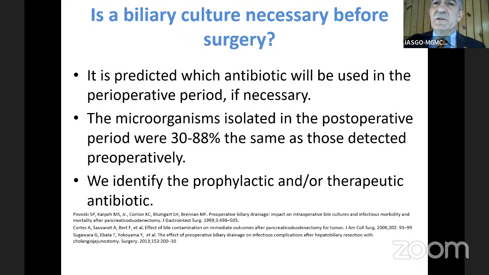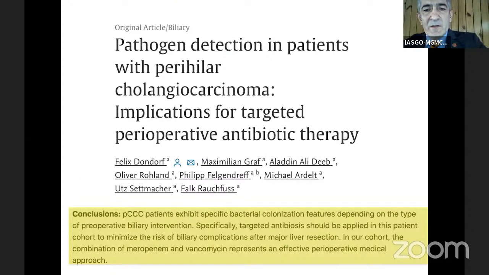Is biliary culture necessary before the surgery? It predicts which antibiotic will be used in the perioperative period if necessary, and the microorganisms isolated in the postoperative period were 30 to 88% the same as those detected preoperatively, and we identify the prophylactic and or therapeutic antibiotic this way. In this study, the most effective antibiotics for those patients were vancomycin and meropenem.